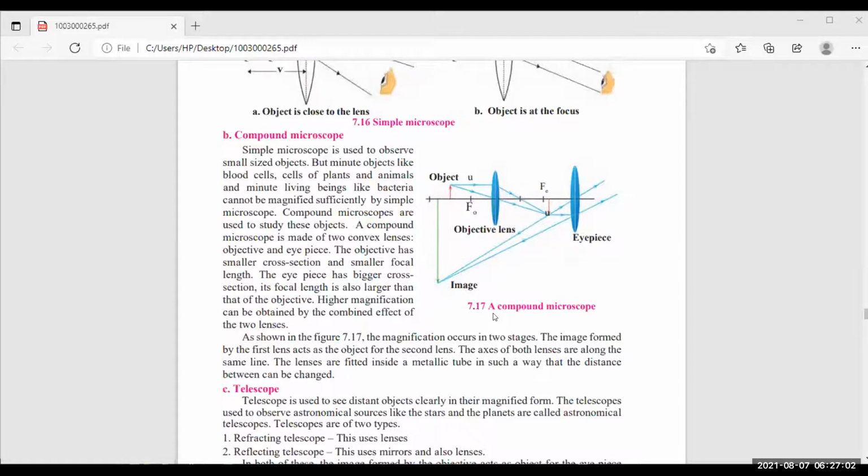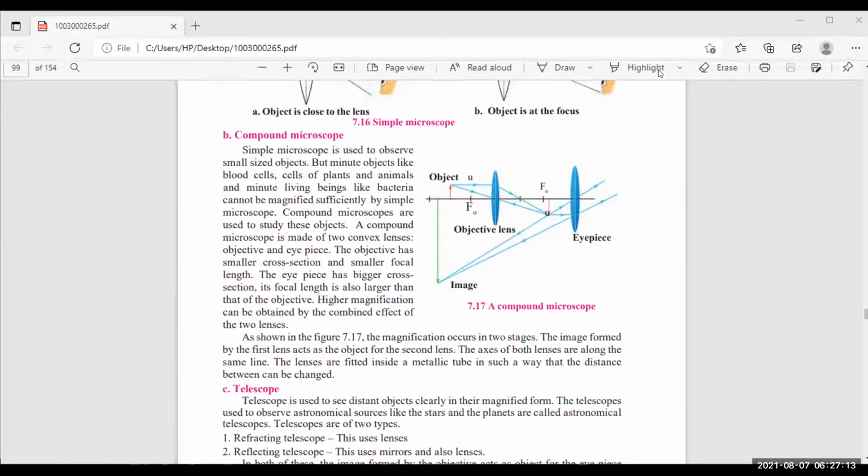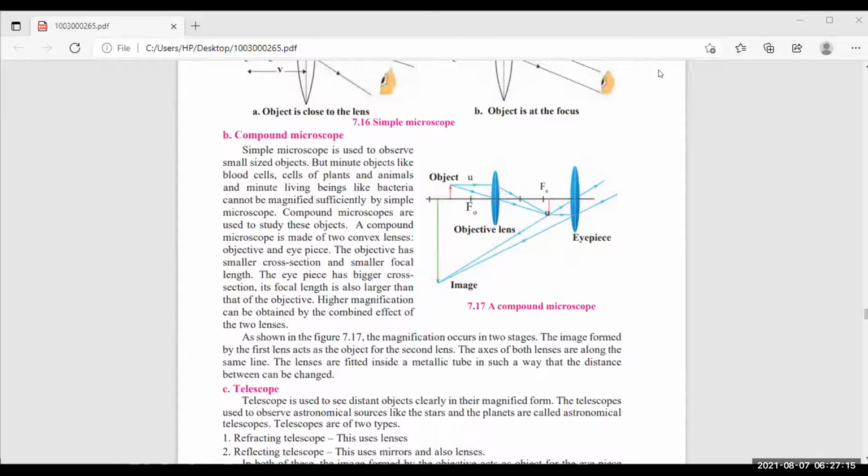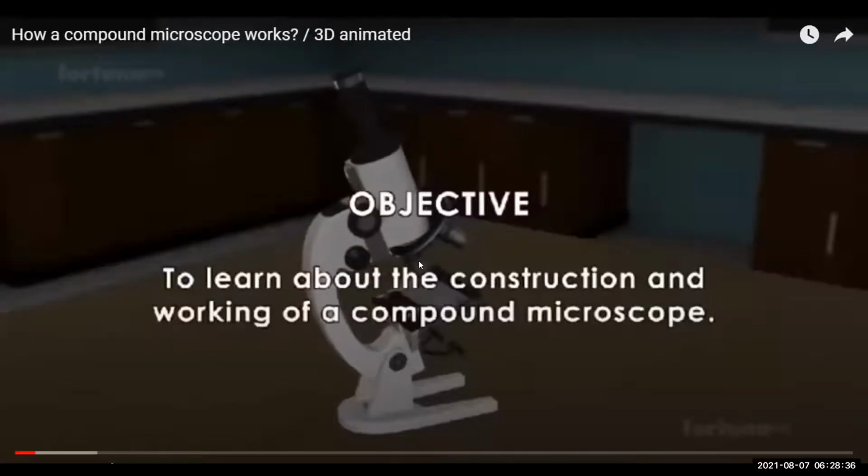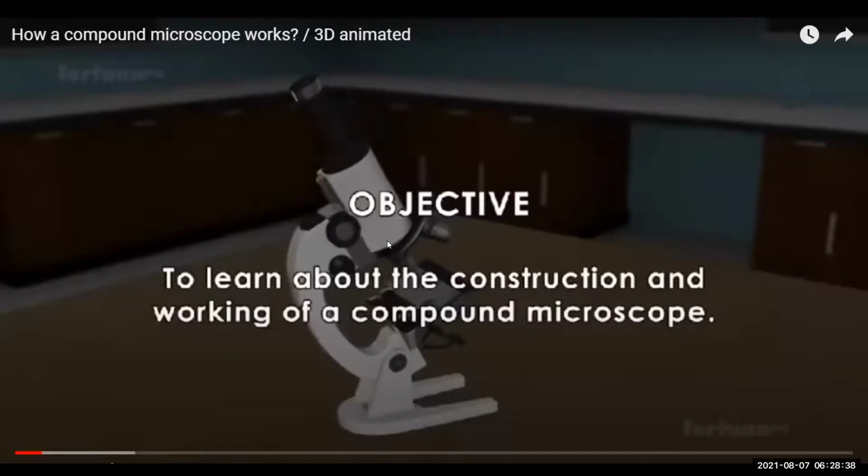Okay, and if you see the compound microscope here, between this objective lens and this eyepiece, there is a hollow tube-like structure. Okay, now we are going to see one video about it. To learn about the construction and working of a compound microscope.